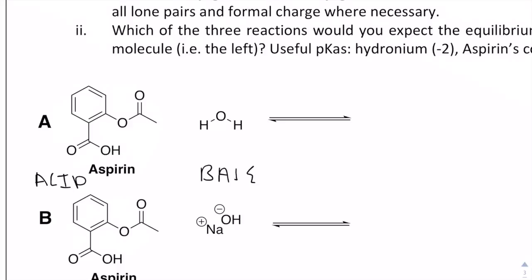Okay, so if we want to show the mechanistic arrows for that, we can say that one of the lone pairs on the water is going to grab a hydrogen and put those electrons back on the oxygen. So that's going to look something like this.